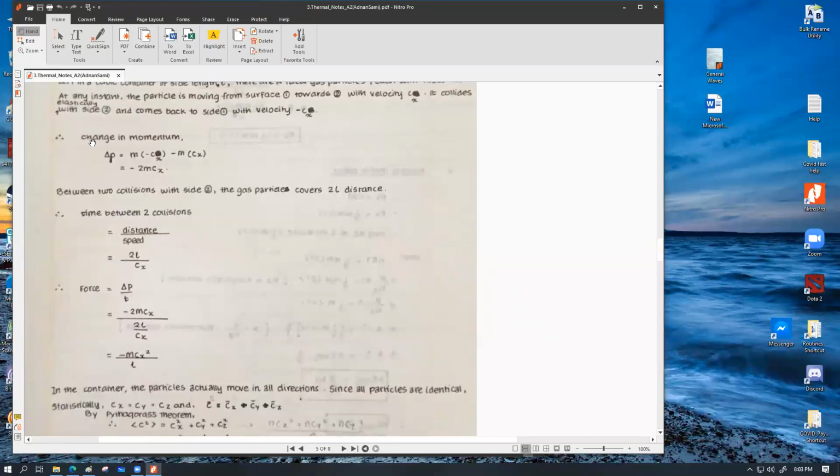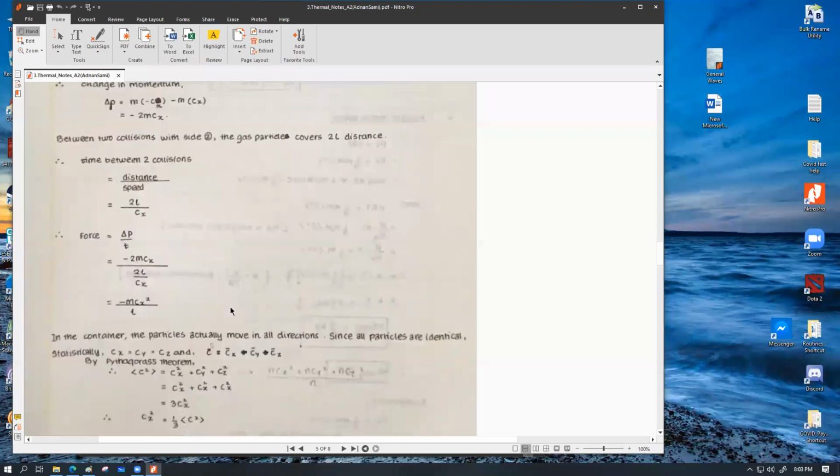So we replace the value of delta p over here and we replace the value of time over here. So we get force equals delta p over t. So we have this expression: minus mcx squared divided by L, which is the force of one particle colliding between two collisions. Now have a look. In the container, the particles actually move in all directions. Since all particles are identical, statistically we can say cx equals cy equals cz.